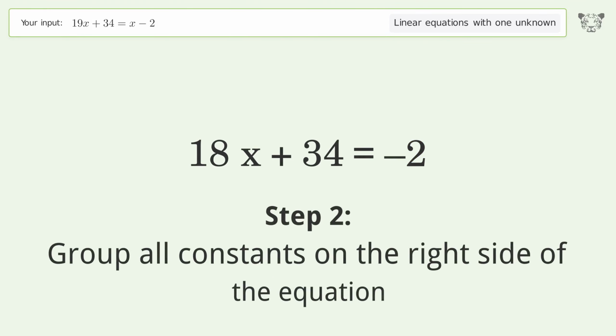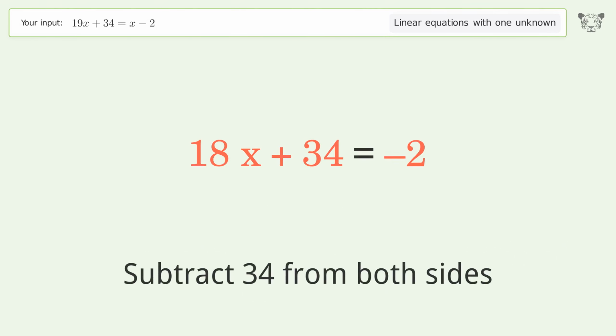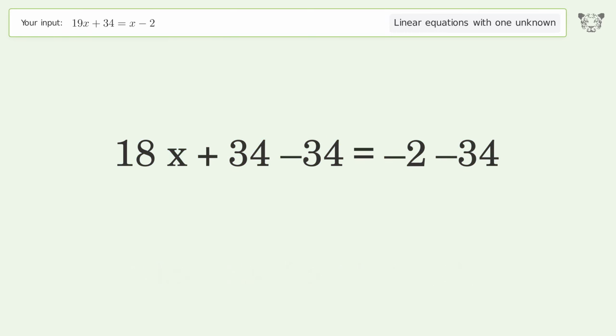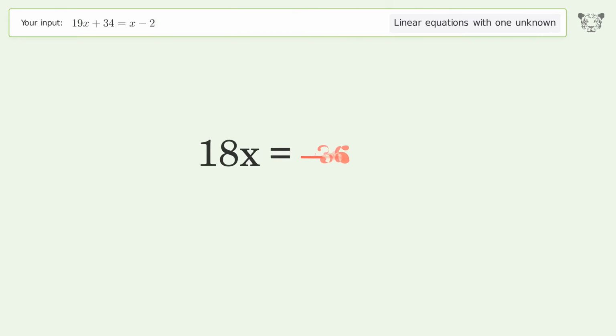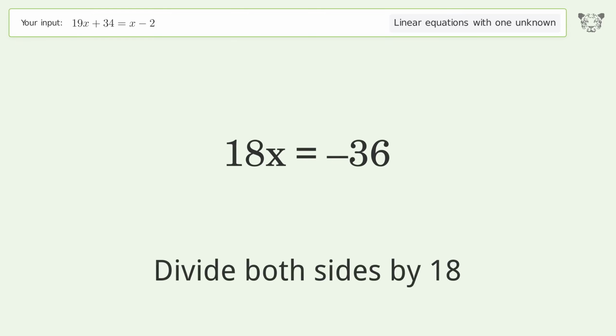Group all constants on the right side of the equation. Subtract 34 from both sides. Simplify the arithmetic. Isolate the x. Divide both sides by 18.